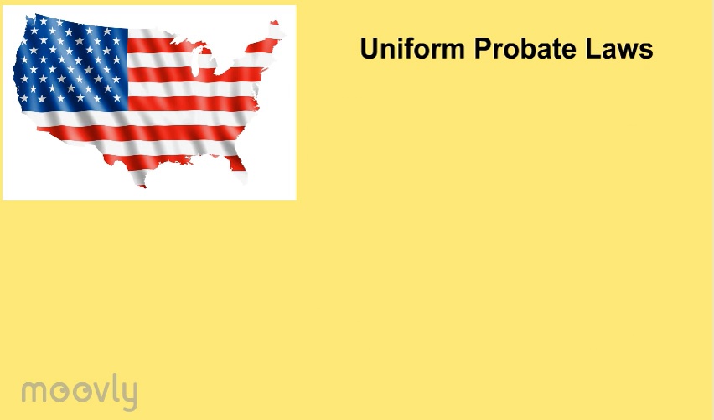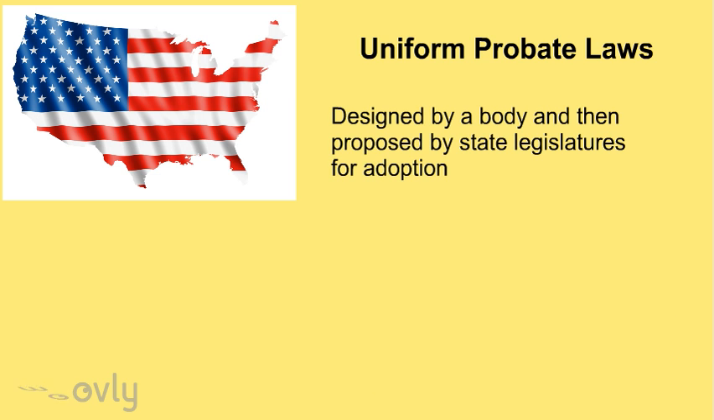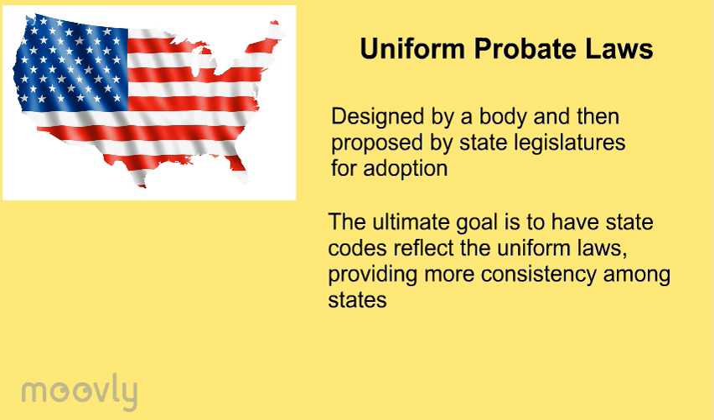Uniform probate laws are designed by a body and then they are proposed to state legislatures for adoption. These bodies generally look at the laws of all of the states and determine which are best, which work, and which are adopted already by the most states, and then they propose them to the individual legislatures.